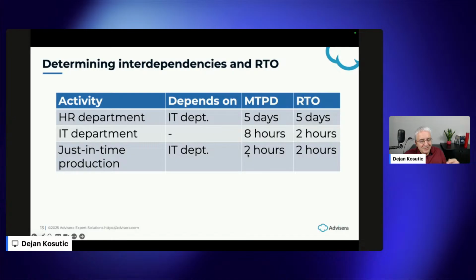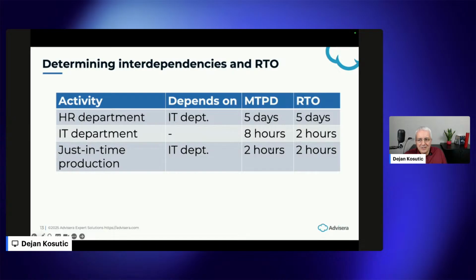So this means that for the IT department, the RTO needs to be smaller than this MTPD. It needs to be 2 hours. Why? Because they actually have to recover so that they can help the just-in-time production to recover as well. I might even argue that the RTO for the IT department is probably 1 hour, so that once they recover, they still have 1 full hour to help just-in-time production recover as well.